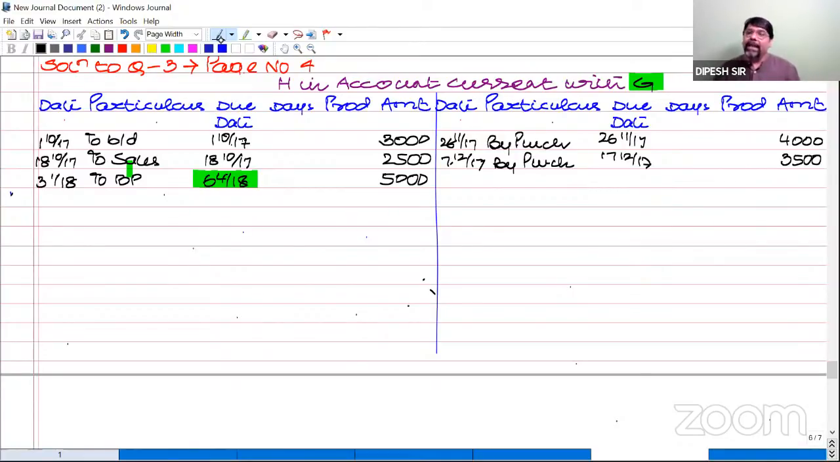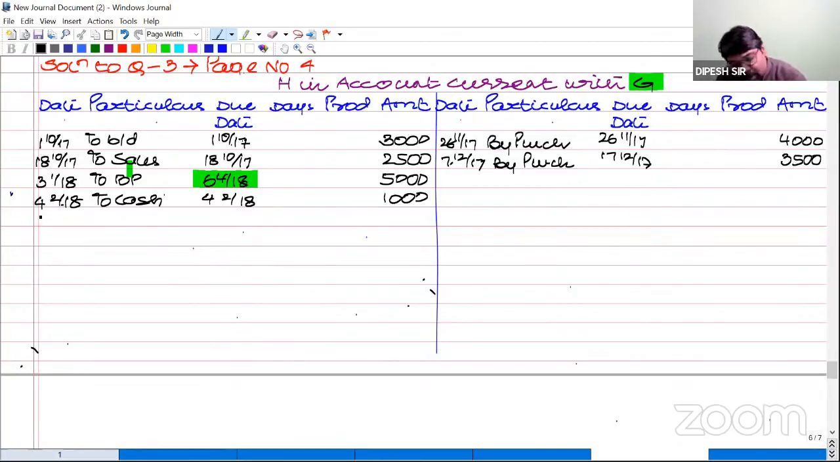4th of February, cash paid by G to H. Who paid cash? G paid cash. So what entry will G write? H to cash. What date? 4th February 18, to cash, 4th February 18. How much? 1,000.